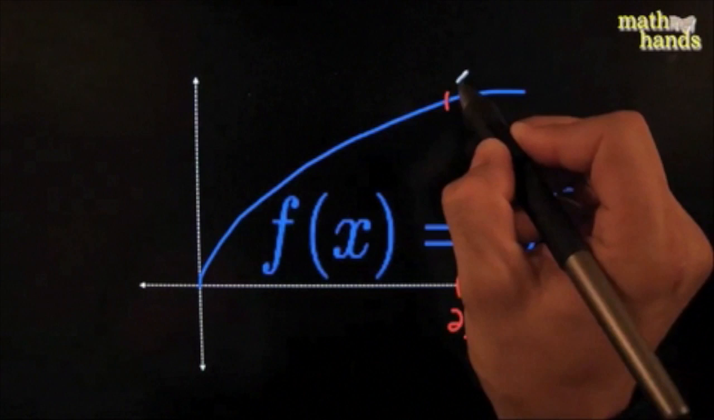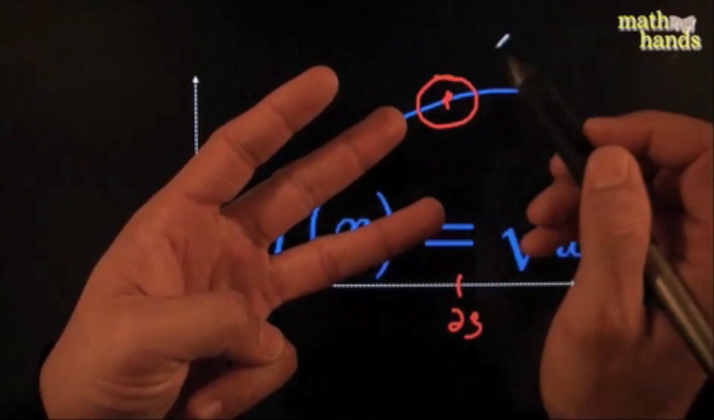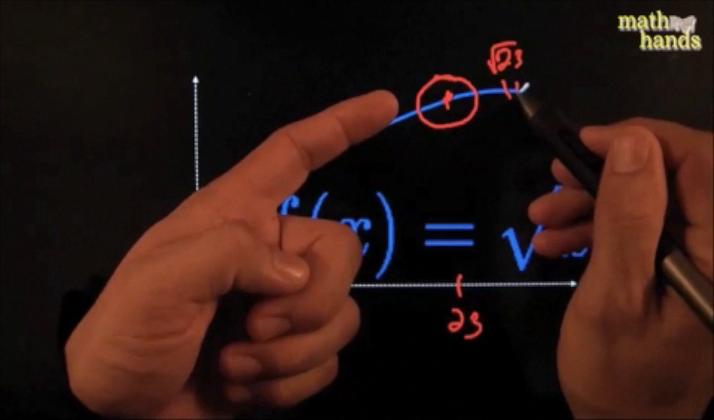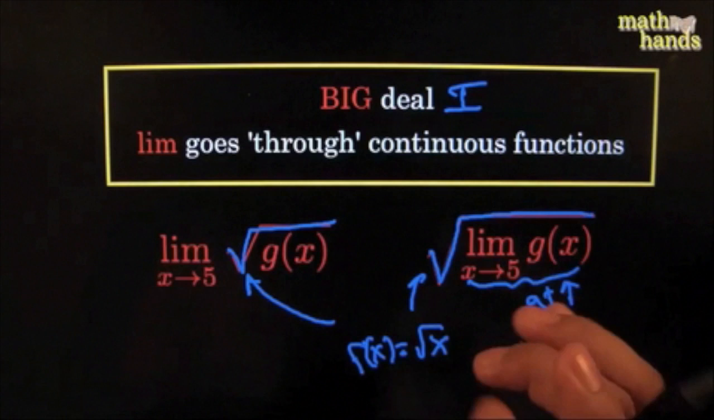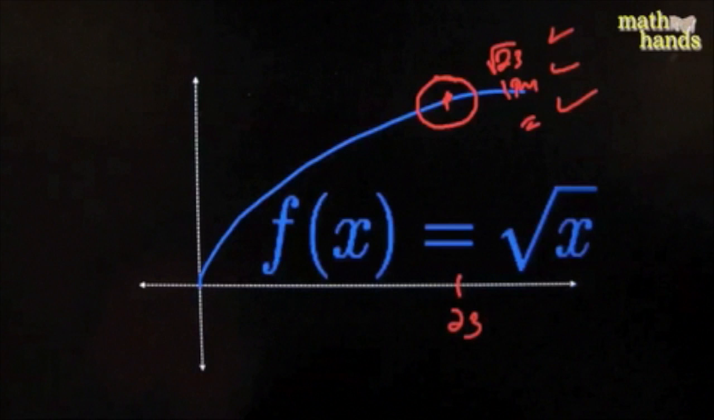You check the three things. Is it defined there? Yeah, it's defined: the square root of 23. Does the limit exist from both sides? Yeah, the limit exists from both sides. Check. And are they equal? Check. You check the three things and boom, it's continuous at 23. And now you can be sure, without a doubt, that the limit is okay to go through there. You see that?